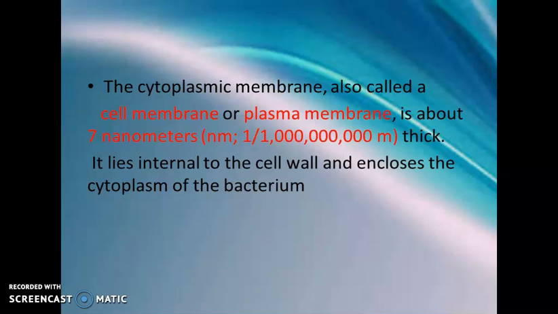Now coming to the cytoplasmic membrane. It is also called the cell membrane or plasma membrane, and it is about 7 nanometers thick and lies internal to the cell wall, which encloses the cytoplasm of the bacterium.